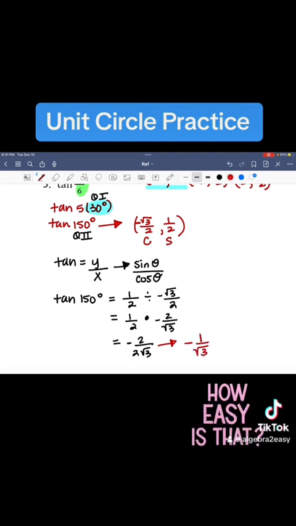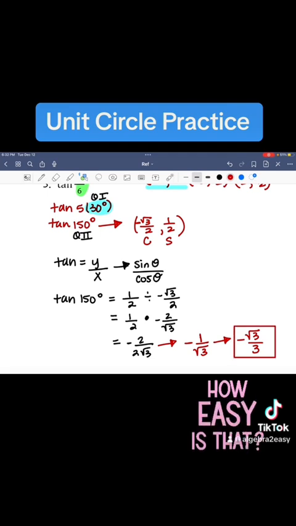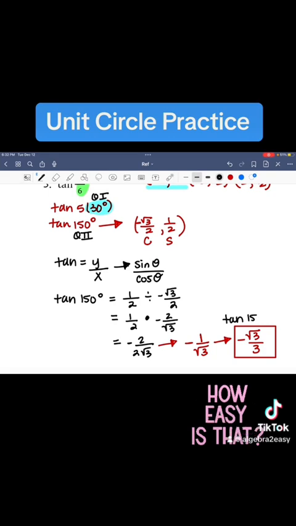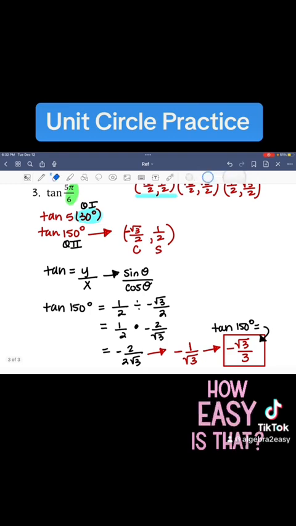Now, your teacher may have told you we do not leave radicals in the denominator. So truthfully, this simplifies to negative radical 3 over 3. And that's it. That is going to be tangent of 150 degrees. Or, like they had at the beginning, we can go ahead and rewrite this as 5 pi over 6.